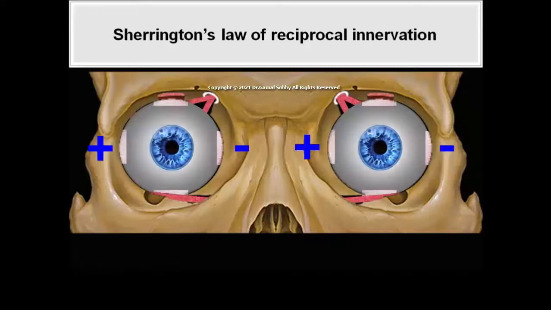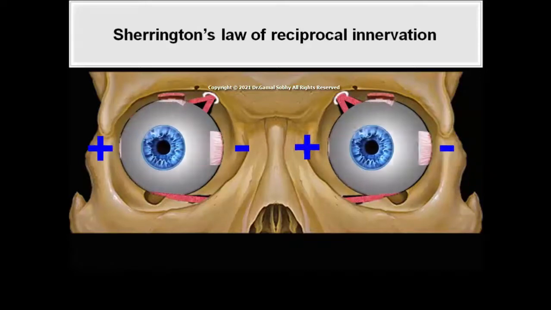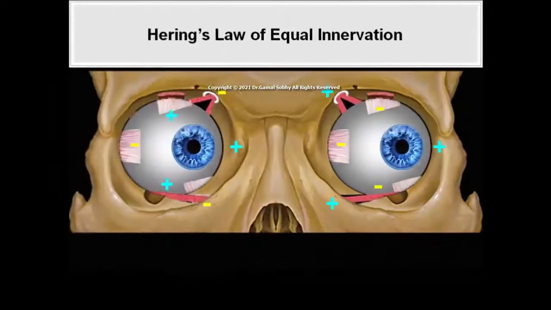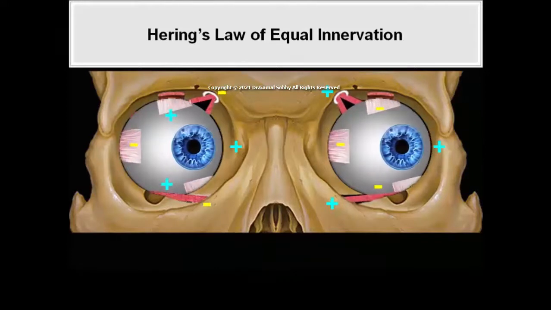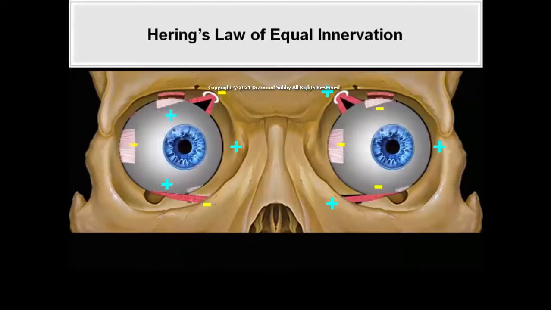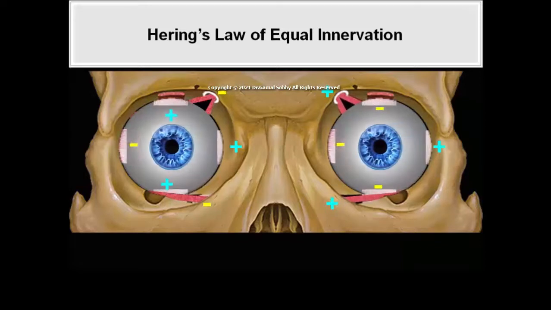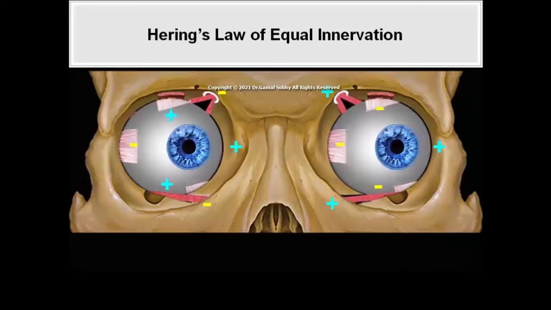Sherrington's law of reciprocal innervation stated, whenever an agonist receives an impulse to contract, an equivalent inhibitory impulse is sent to its antagonist to relax. Hering's law of equal innervation stated, whenever an impulse for the performance of an eye movement is sent out, corresponding muscles of each eye receive equal innervations to contract or relax.